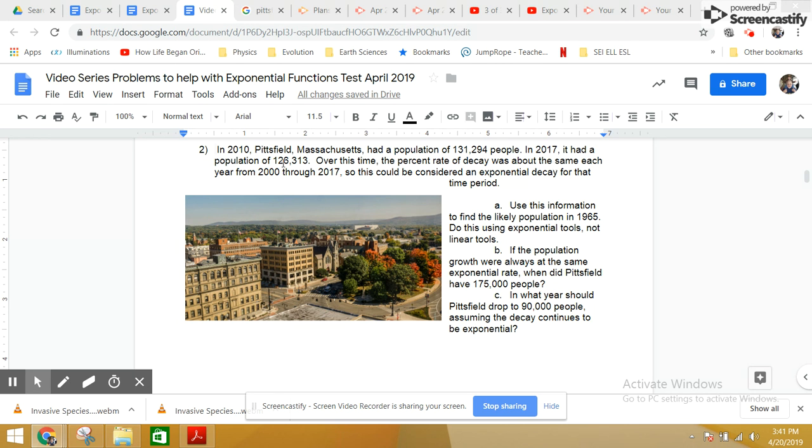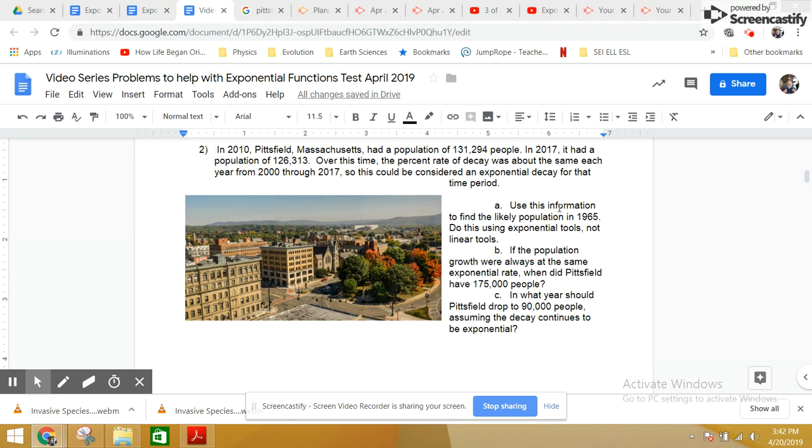I've gotten some data from the U.S. Census. For 2010, Pittsfield, Massachusetts had a population of 131,294 people. And in 2017, that population had dropped to 126,313 people. Over that time, which is a 7-year time span, the percent rate of decay was about the same each year from 2000 to 2017. So this could be considered an exponential decay for that time period.